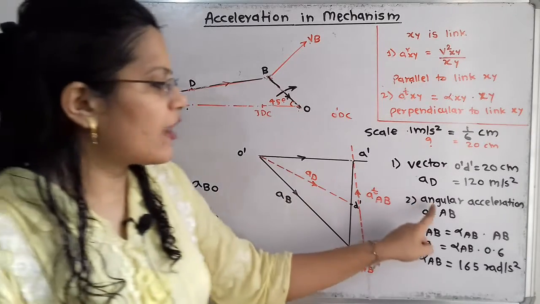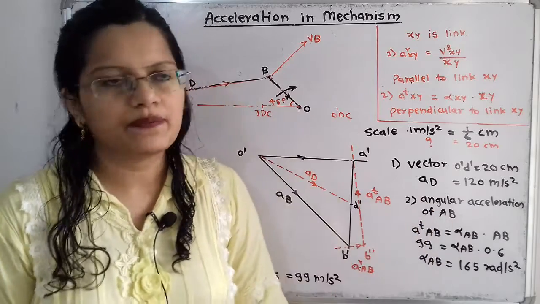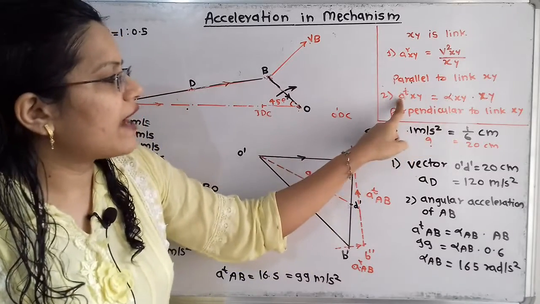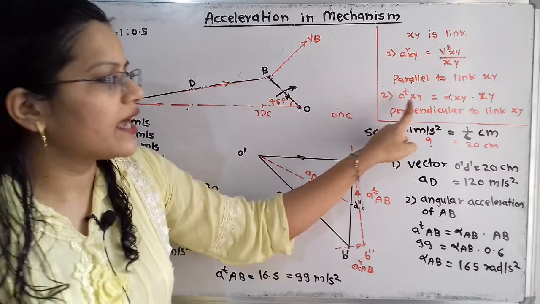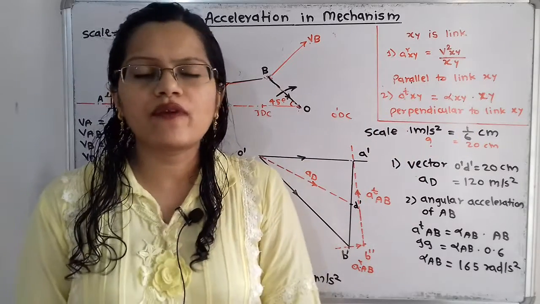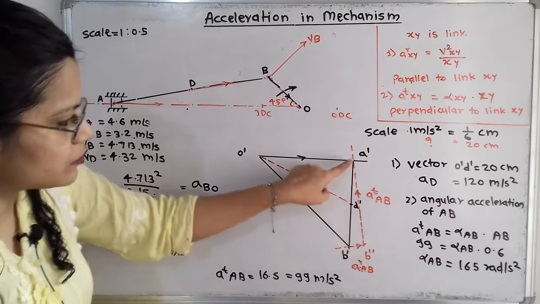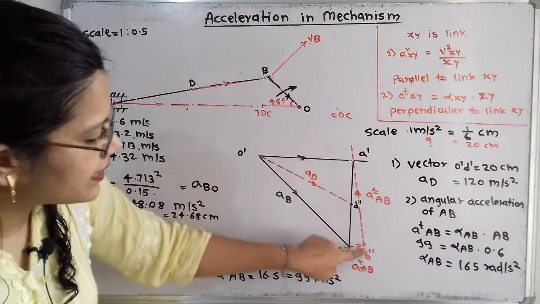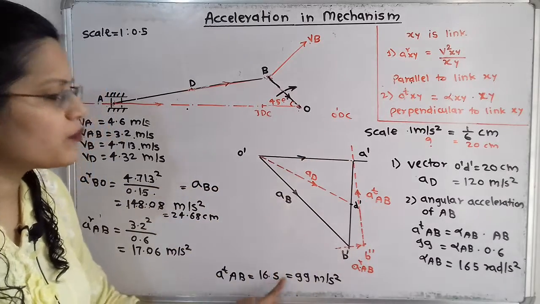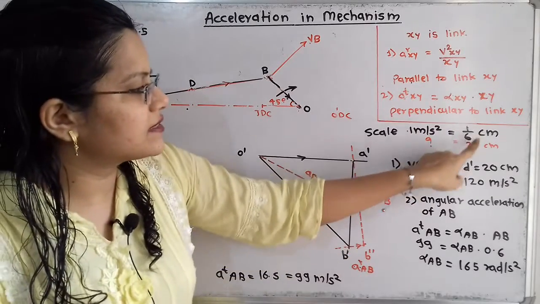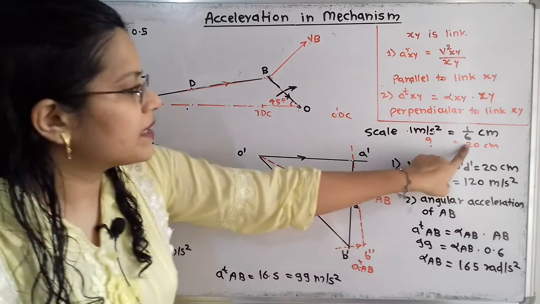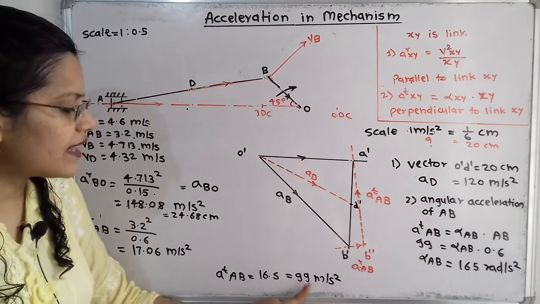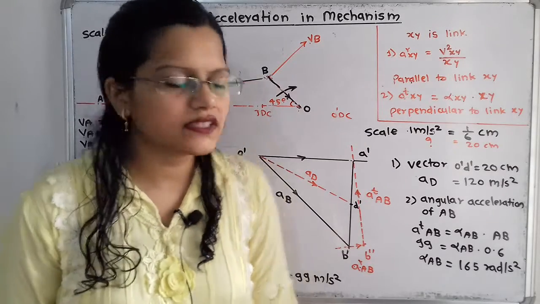Then next we have to find the angular acceleration of AB. Here is the formula for any link's angular acceleration alpha. For that we require the tangential component of acceleration and the length of that link. So first we have to find the tangential component of AB. Here is the vector A dash to B double dash. We measure its length, which is equal to 16.5 centimeter. As per this scale, 16.5 multiplied by 1 divided by 1 by 6 gives 99 meter per second square. So this is the tangential acceleration.